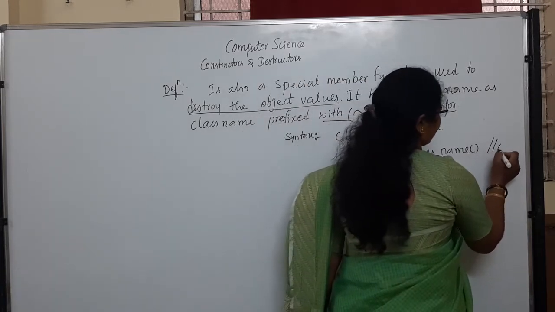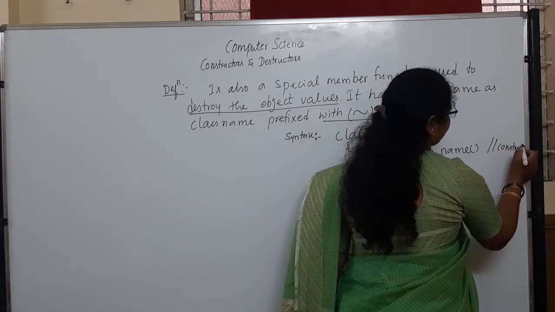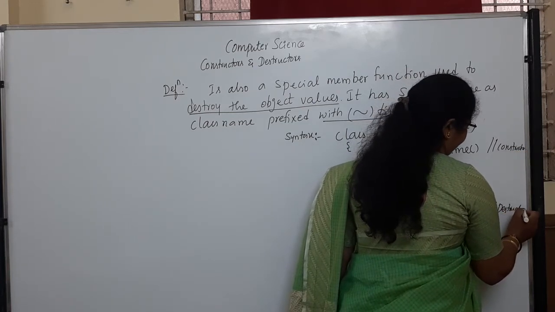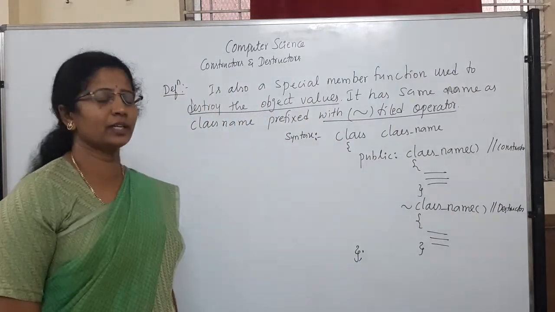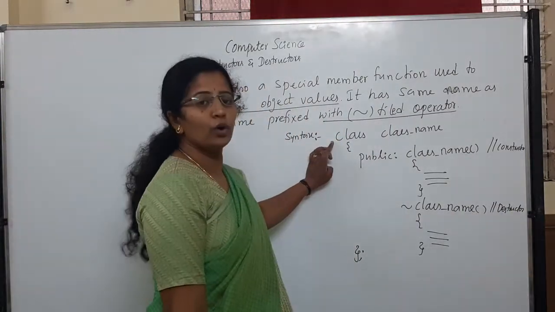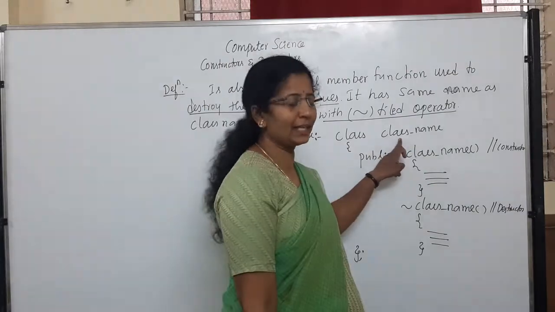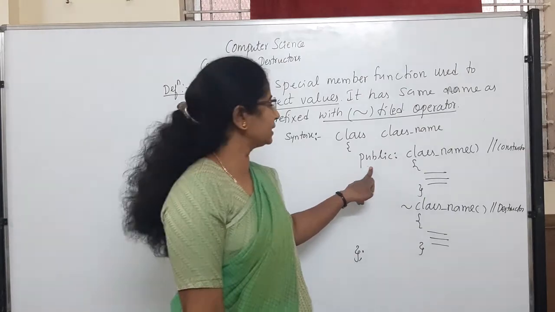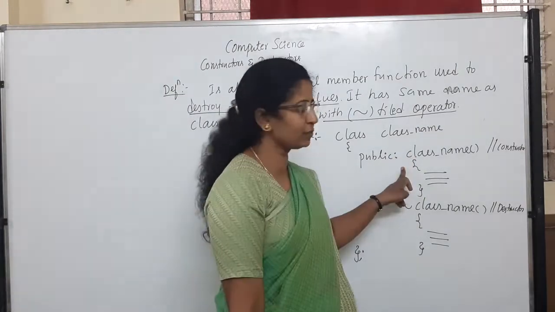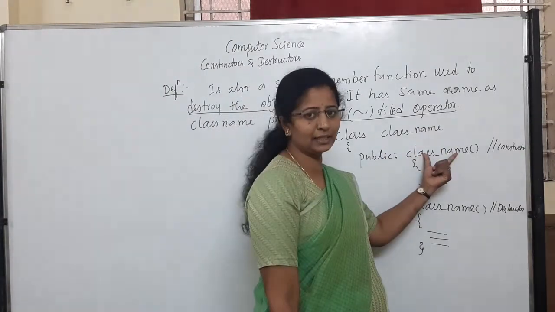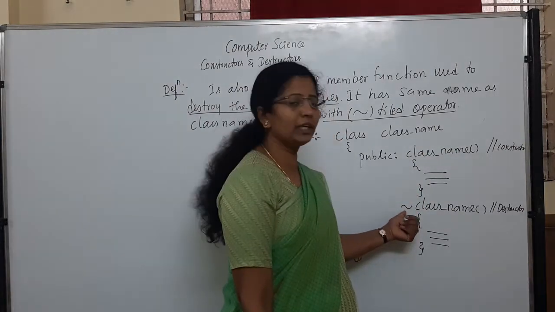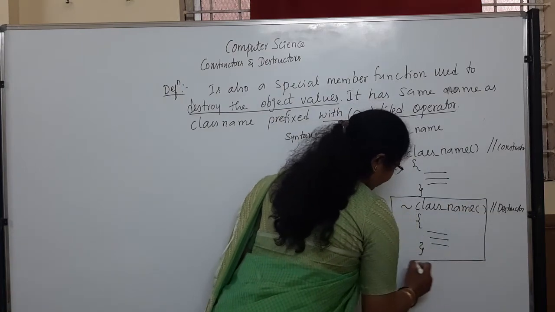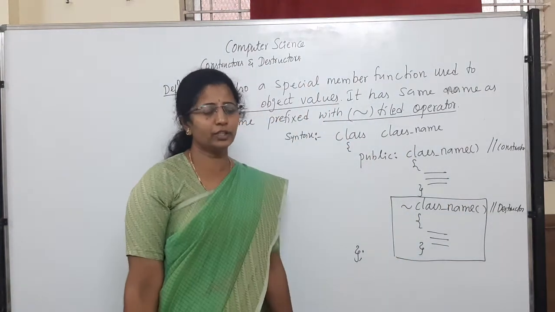This is your constructor. This is your destructor. This is your syntax of the destructor: class followed by class name. It is a special member function, hence it is declared under the public section. It doesn't have any return type specifier. It has the same name as the class name, and prefixed with a tilde operator gives you the destructor. Did you get it, students?